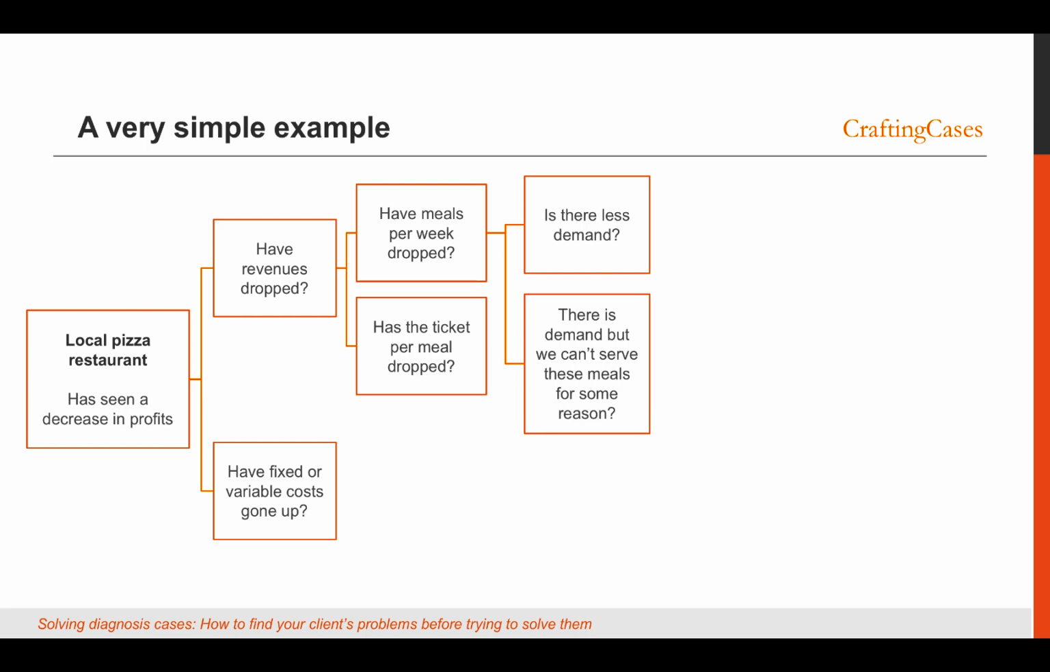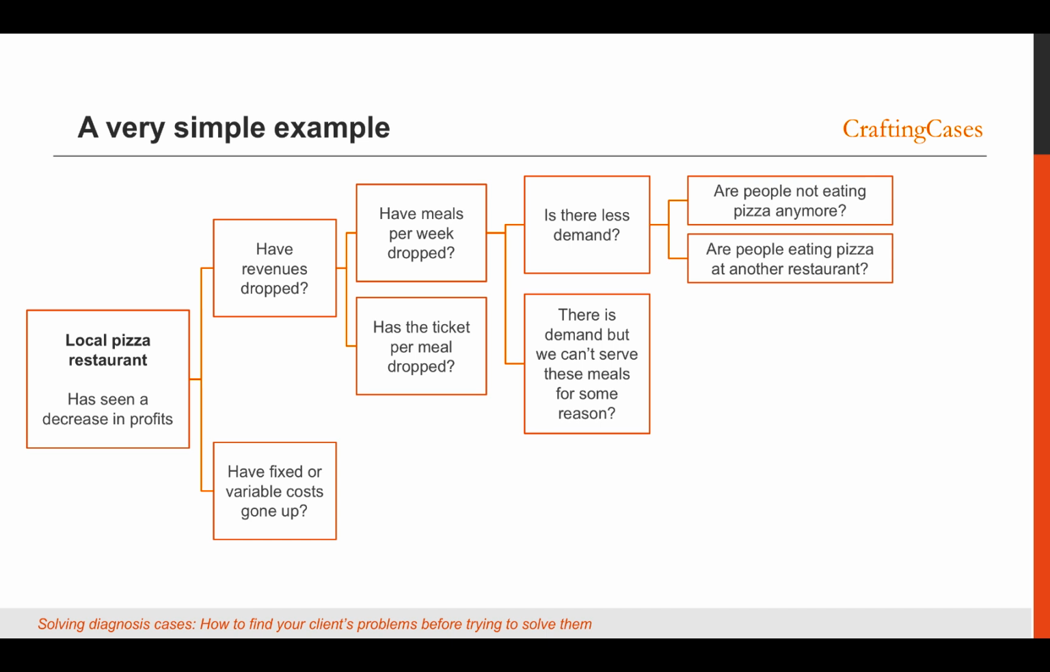So is there less demand, or is it that we can't serve demand for some reason? Let's say they tell me, well, there's less demand. Okay, I'm gonna break this down into: are people not eating pizza anymore, or are less people eating pizza, or are people eating less pizza, or are people eating pizza at another restaurant? Let's say they tell me, well, they're eating pizza at another restaurant. I'm gonna ask them, is it a new restaurant or an old restaurant? So a restaurant that was already there, and for some reason people are switching from our restaurant to our old competitor. Let's say the interviewer tells me, well, those are people going to the new restaurant.